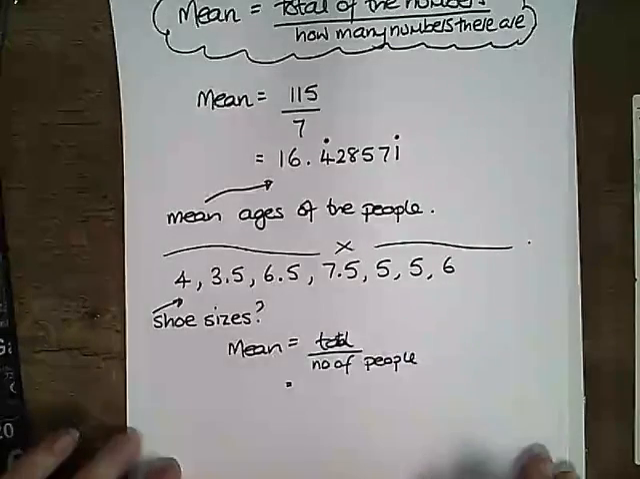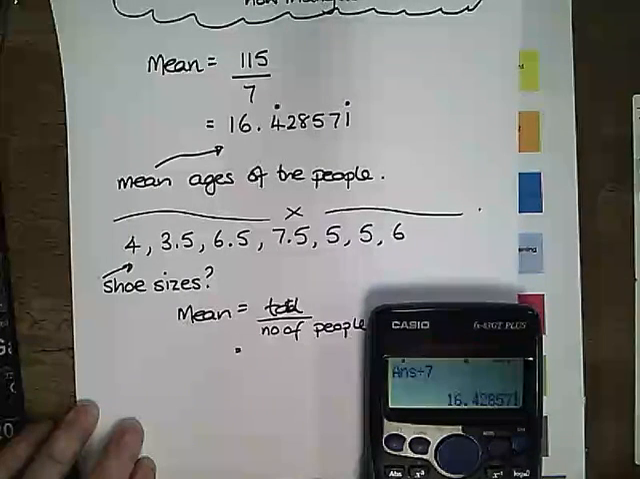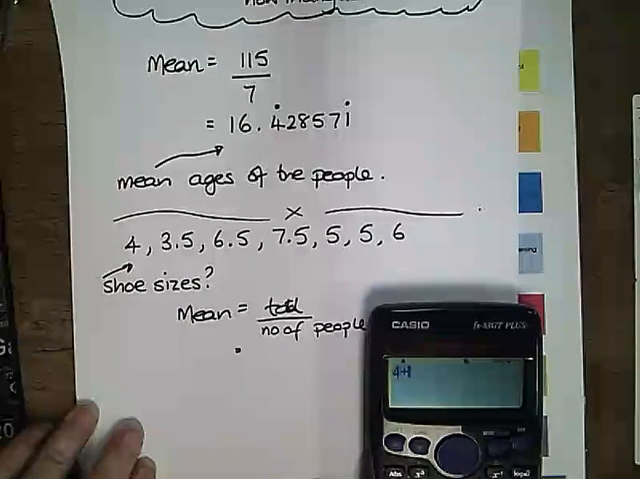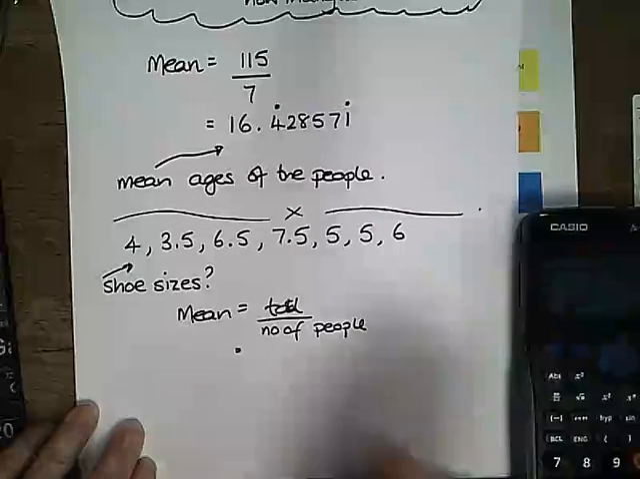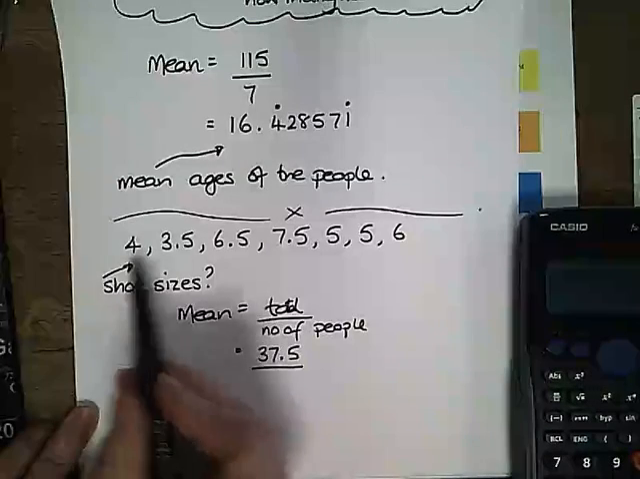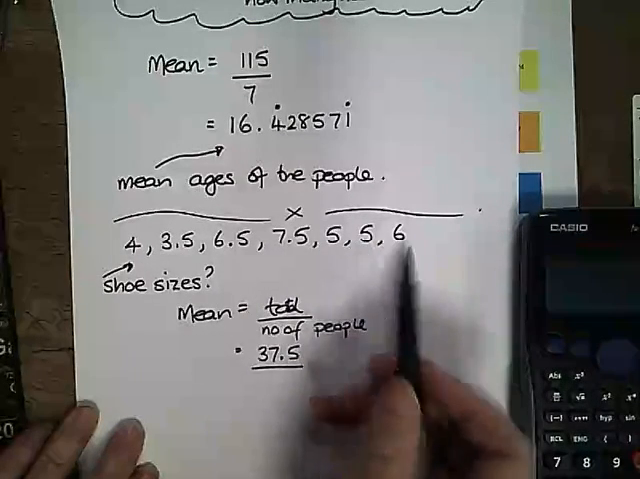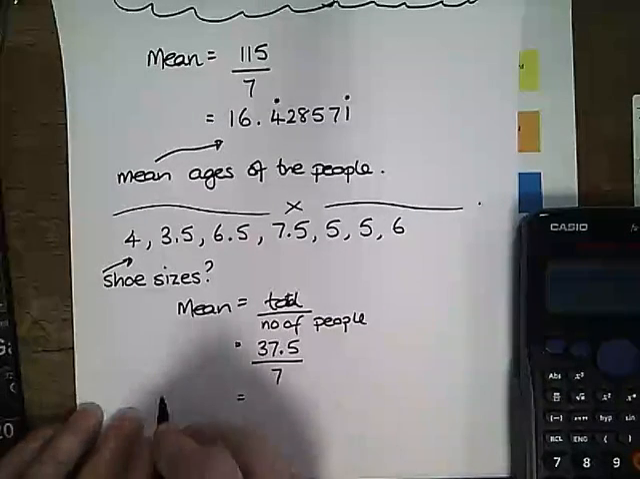So again, on my calculator, I'm going to add up my numbers. So I've got 4 plus 3.5 plus 6.5 plus 7.5 plus 5 plus 5 plus 6. That comes to 37.5. And I'm going to divide that by 1, 2, 3, 4, 5, 6, 7. 7 people.